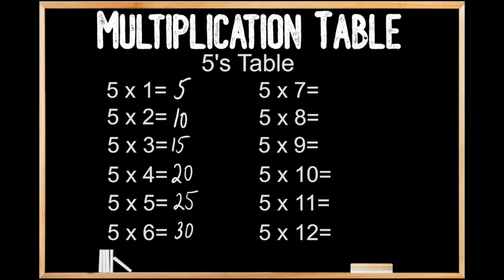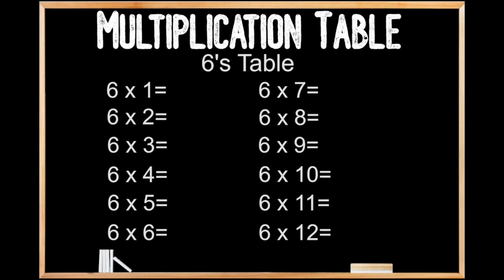5 times 7 is 35. 5 times 8 is 40. 5 times 9 is 45. 5 times 10 is 50. 5 times 11 is 55. And 5 times 12 is 60.